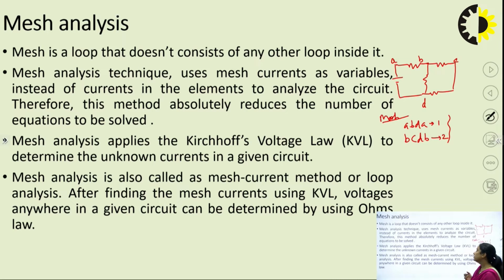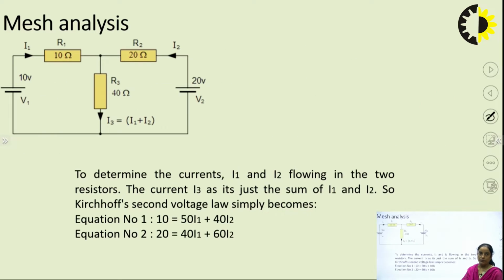Okay, but if we consider A, B, C, D, and A, suppose we are moving in this direction. Okay, so then A, B, C, D, and A. Okay, so this is a loop, this is not a mesh. So this is the slight difference between loop and mesh. So now we will move further.